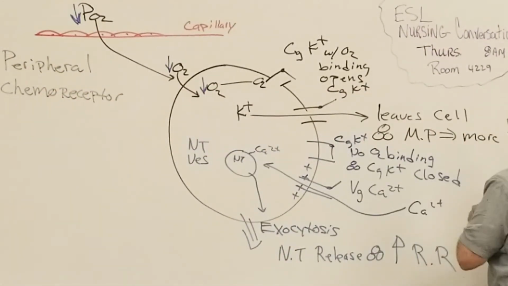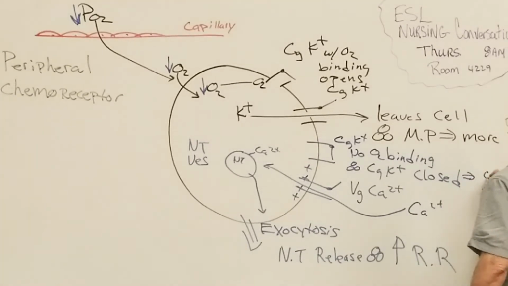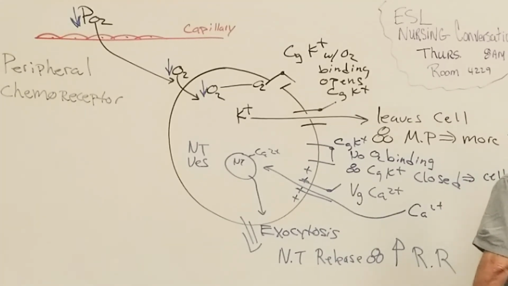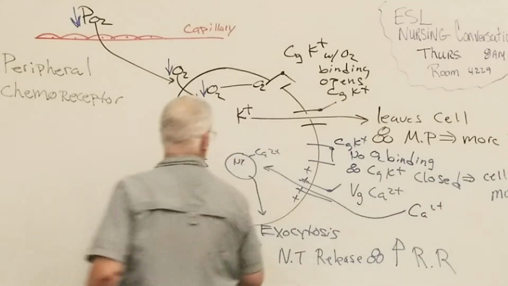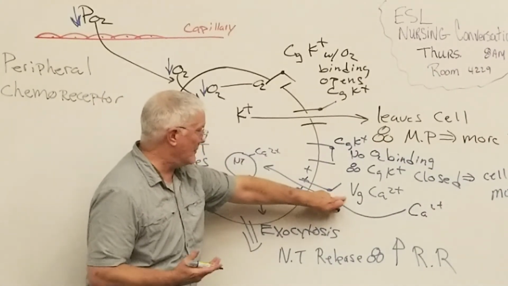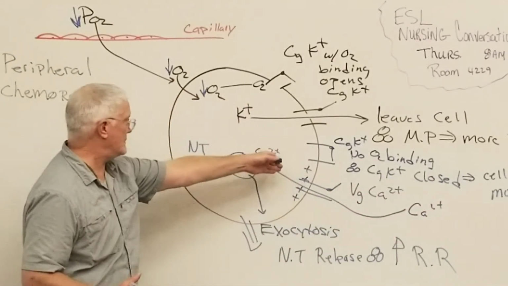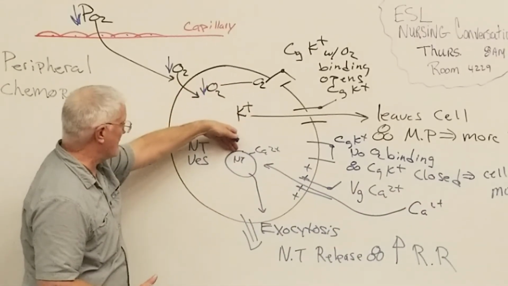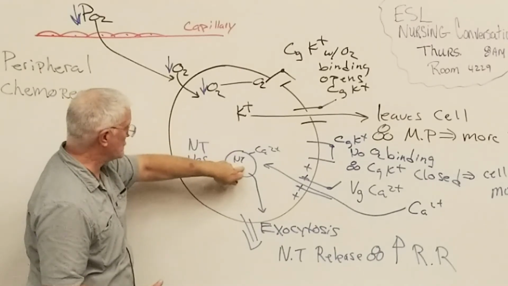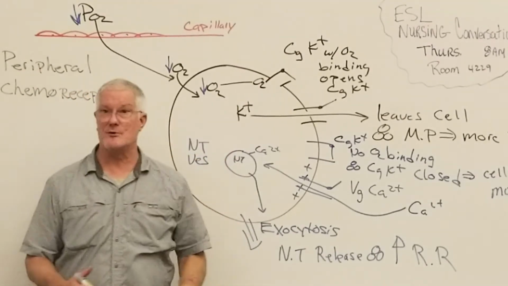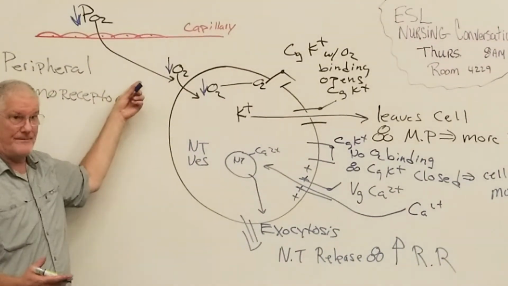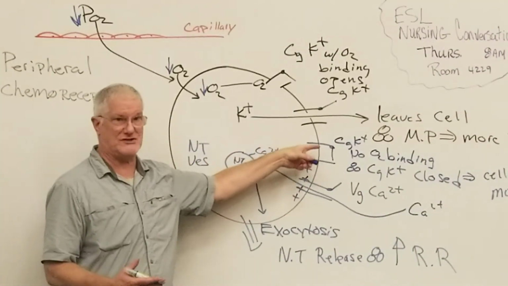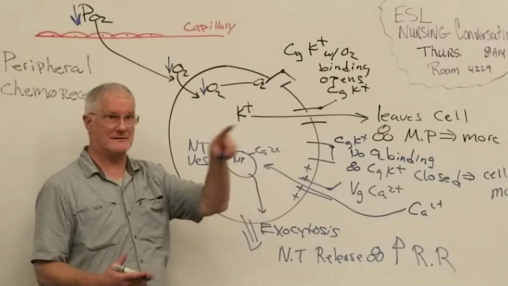So therefore, let's complete that thought. Therefore, the cell becomes more positive. That means voltage-gated calcium channels will open. Calcium follows facilitated diffusion, lands on vesicles that are inside the peripheral chemoreceptor. Those vesicles contain neurotransmitters, which would land on neurons that make you breathe faster. Which makes sense because you were low on O2. That's why we ended up having to open up voltage-gated calcium channels in the first place.